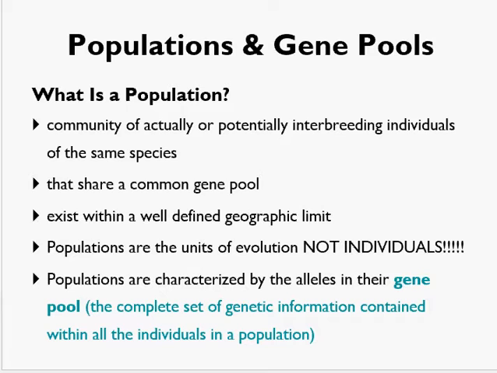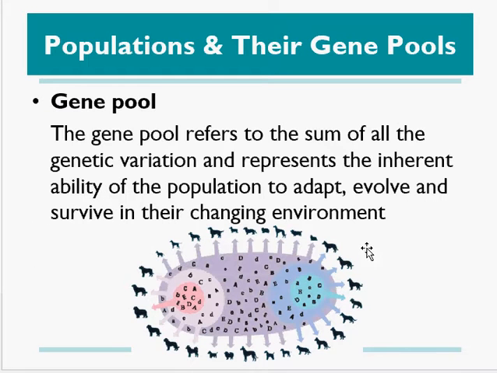A nice little graphic to reinforce that: all these doggies, and this is a gene pool, and those are all the genes that you can see floating around in there, and all of those genes are expressed in the individuals which make up that population. So the gene pool refers to the sum of all genetic variation and represents the inherent ability of the population to adapt, evolve, and survive in a changing environment. Pretty much what we were talking about earlier on.